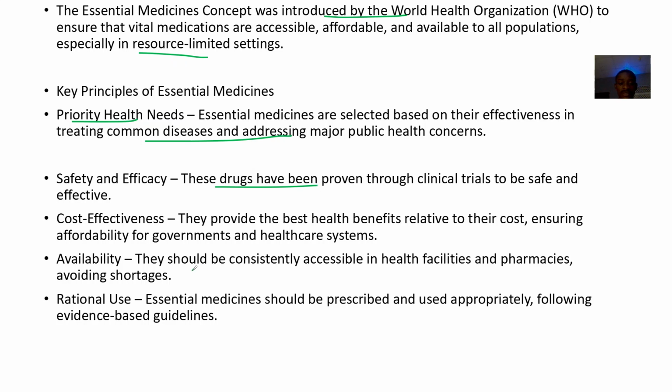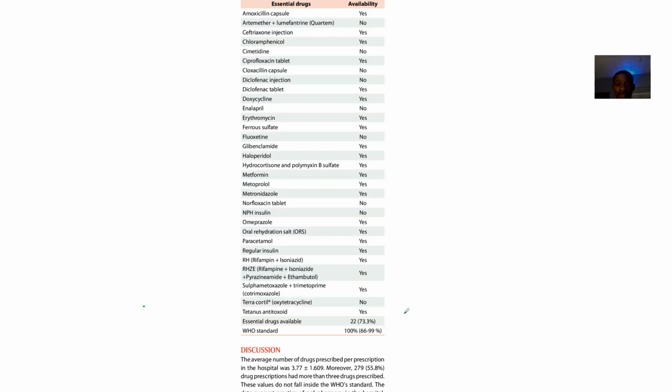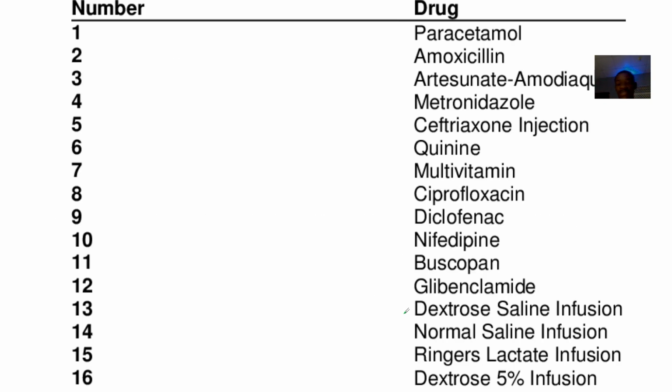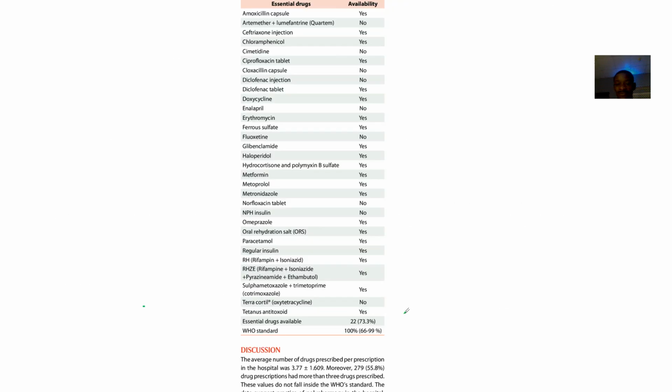Availability: they should be consistently accessible in healthcare facilities and pharmacies. They avoid shortages. Rational use: essential medicine should be prescribed and used appropriately, following evidence-based guidelines. So these are some of the drugs, which I think we'll just list when we are done.